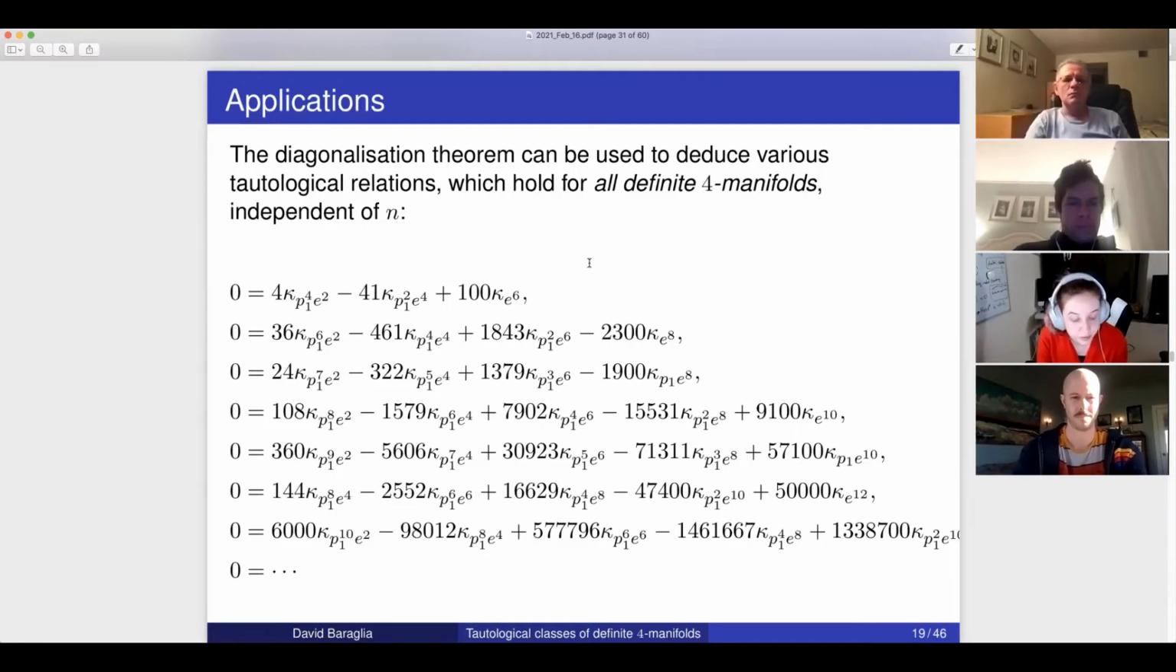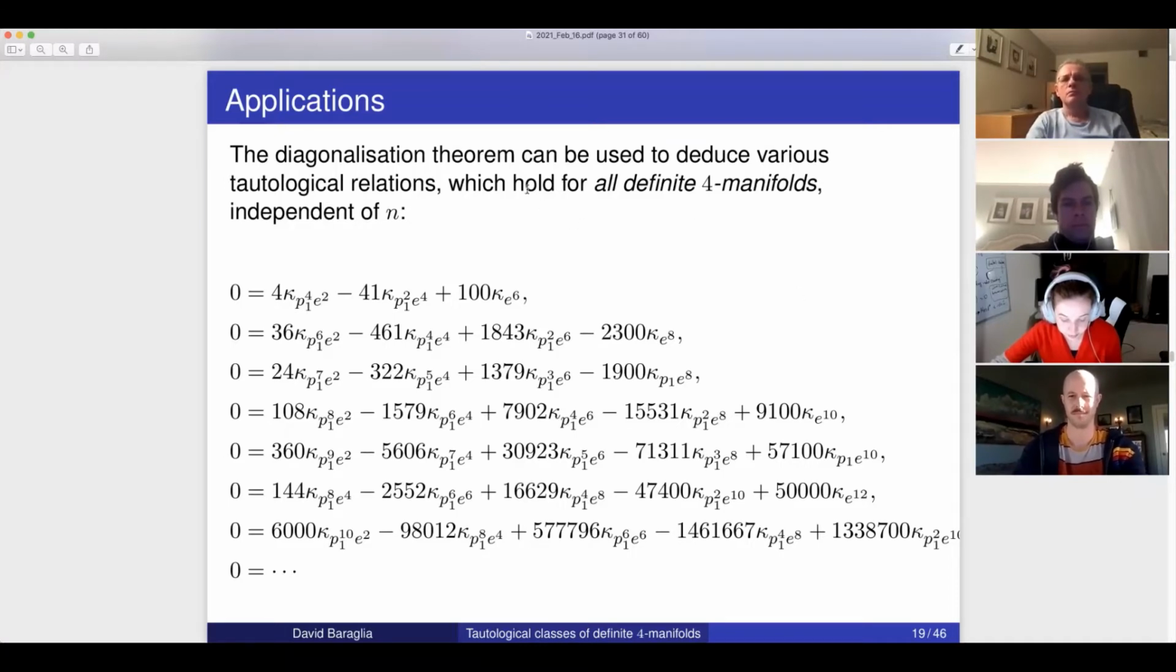So where do these relations come from? These are all relations which are true for linear CP2 families. We just did the calculation for tautological classes for a linear CP2 family, and you can just check these formulas hold in that case. And then because of this theorem that the tautological classes in general look like a sum of linear CP2 families, by linearity, these relations are going to hold.